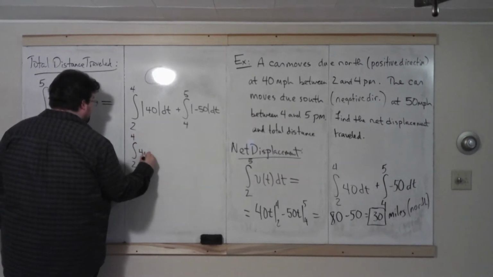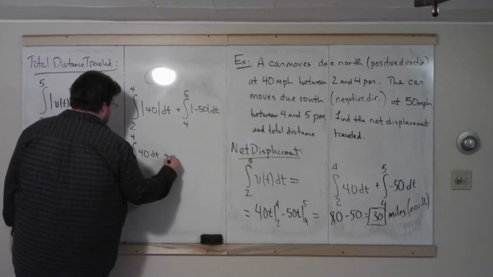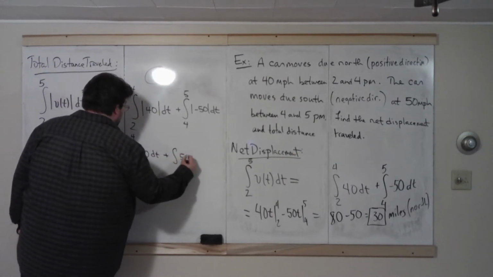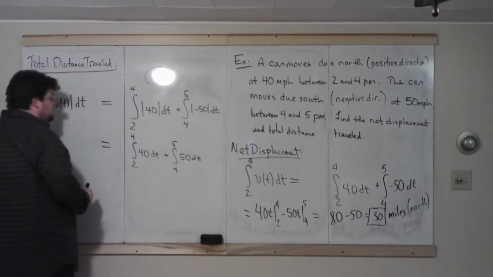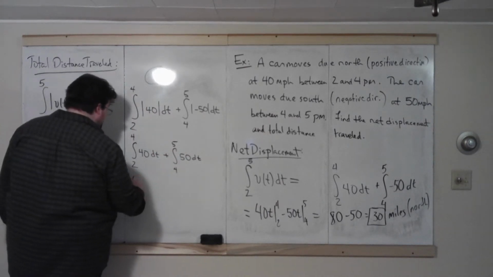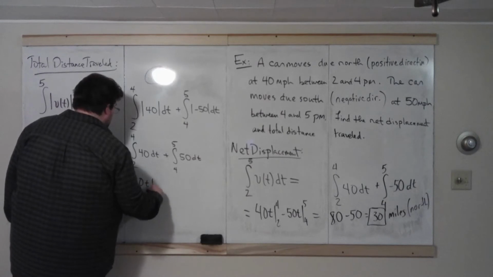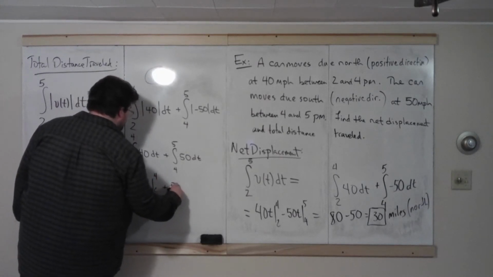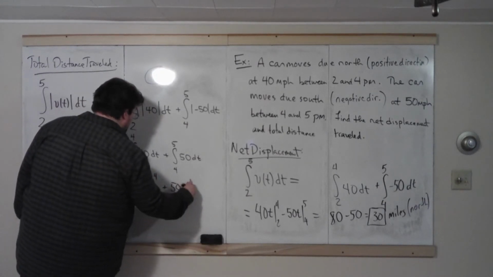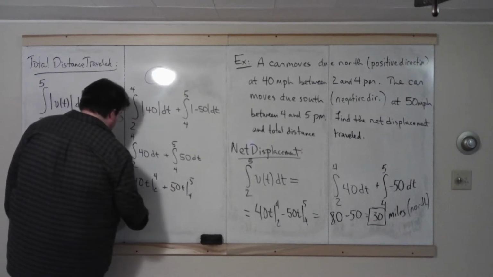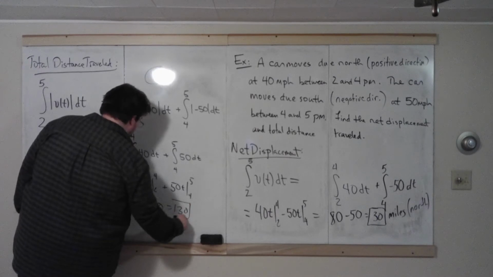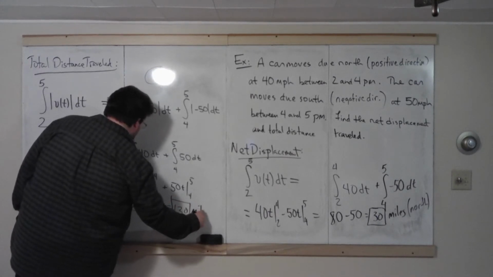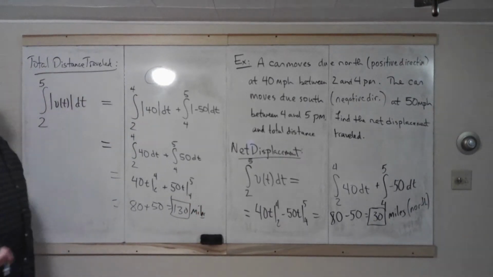Absolute value of 40 is 40. Absolute value of negative 50 is 50. And do this integral just like before. You get 40t from 2 to 4 plus 50t from 4 to 5. You get 80, in this case, plus 50, which equals 130 miles is the total distance traveled.